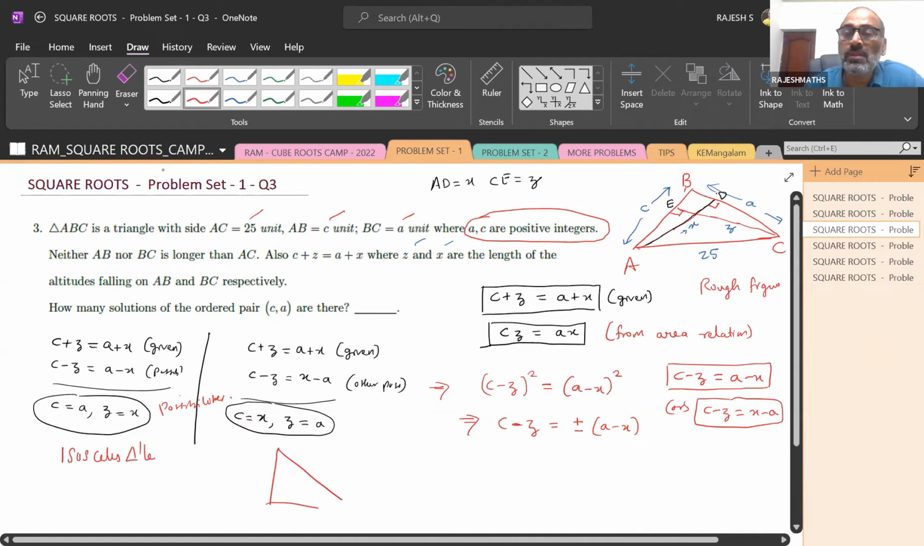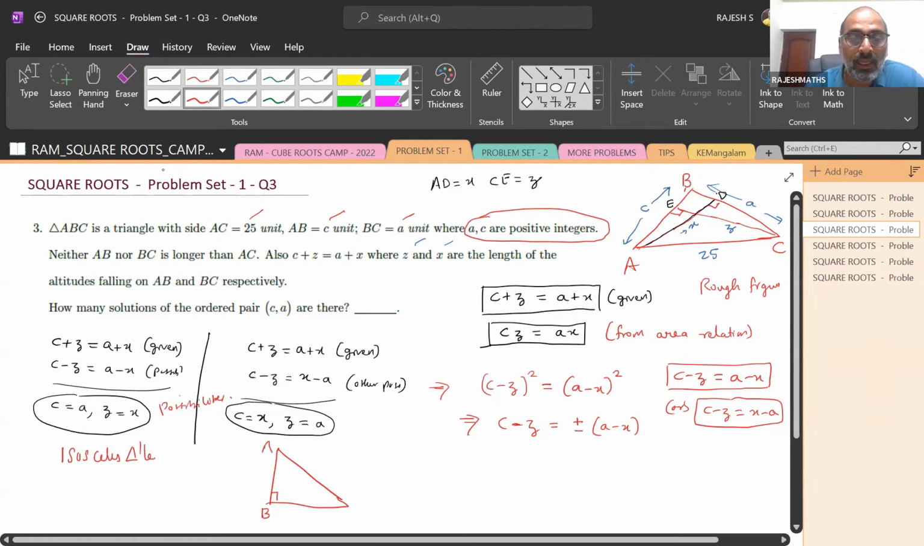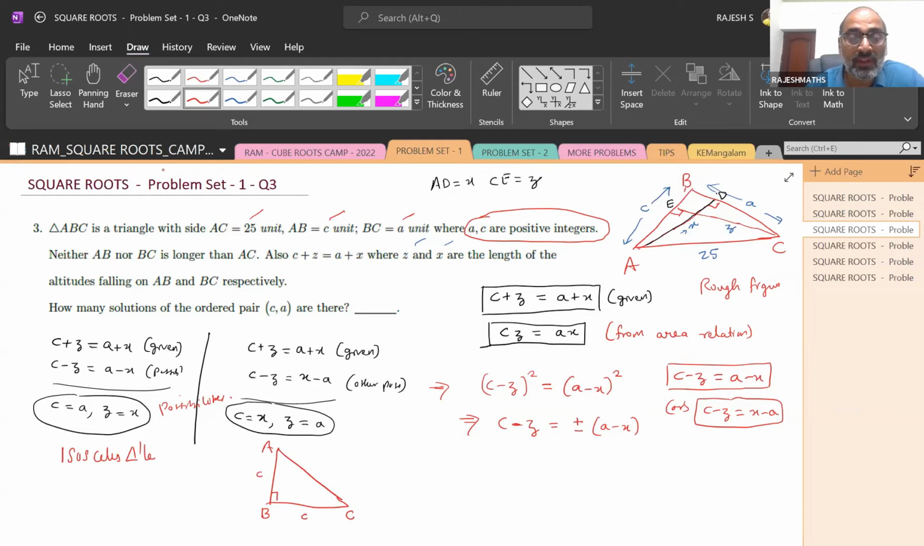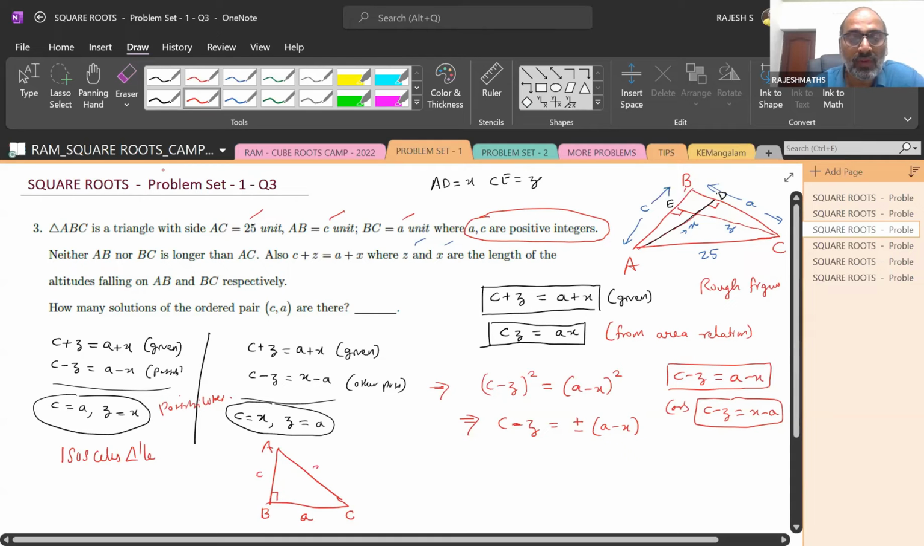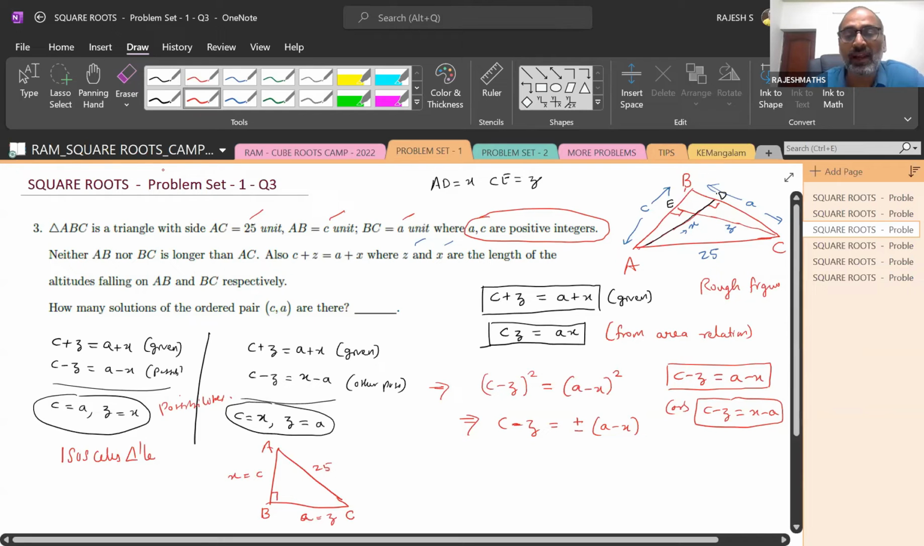That means you have something like, yeah, so B, C. So remember, AB is C, and BC is A, and this one is 25, right? And of course, X is the length falling on BC. So C equals X, and A equals Z. So it's a right triangle. So either it is an isosceles triangle or a right angle triangle.